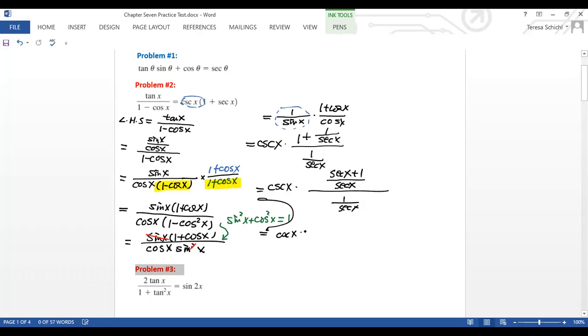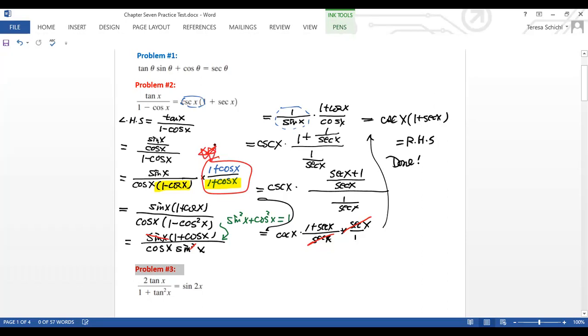Now this is a cosecant x. Now you can switch this one to become 1 plus secant x, over secant x. Then you flip the bottom, so you flip secant x. Ah, that's very beautiful, right? The secants cancel. So what is my answer? My answer finally goes back to here: cosecant x times 1 plus secant x. This is equal to my right-hand side. So done, I proved it. The trick here is to multiply these things so you get the 1 plus at the end.